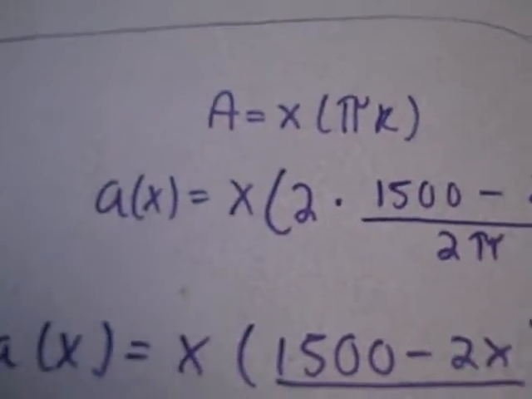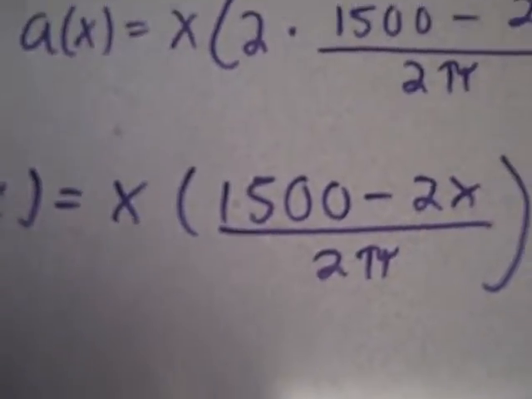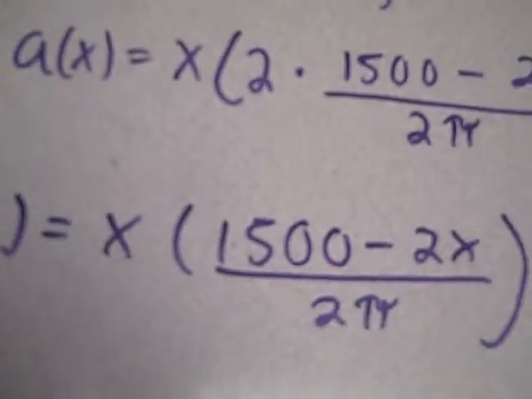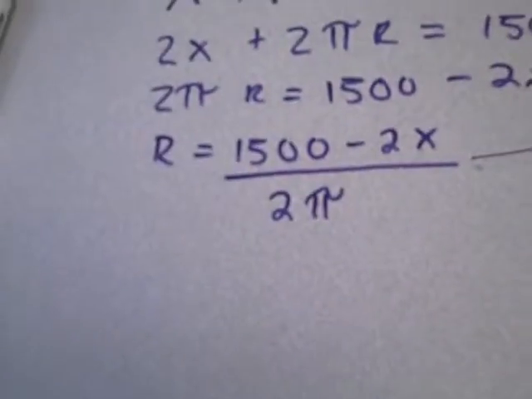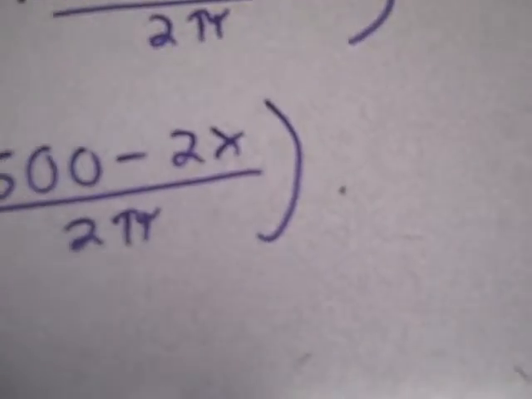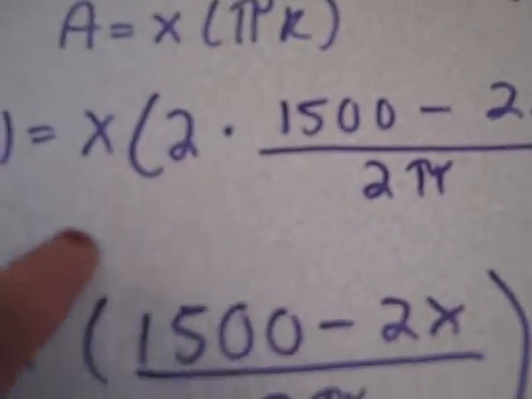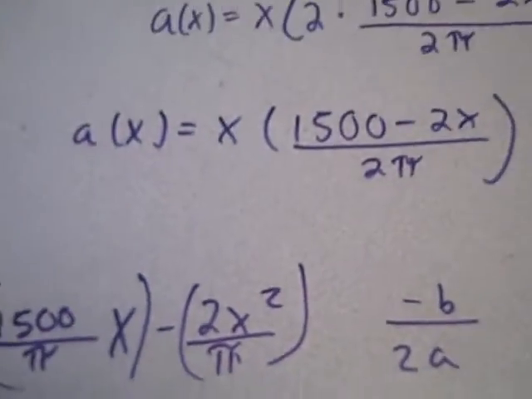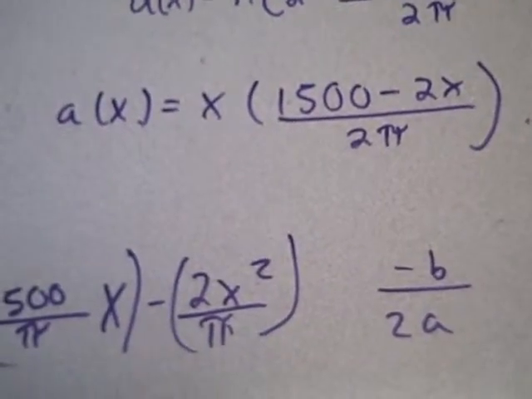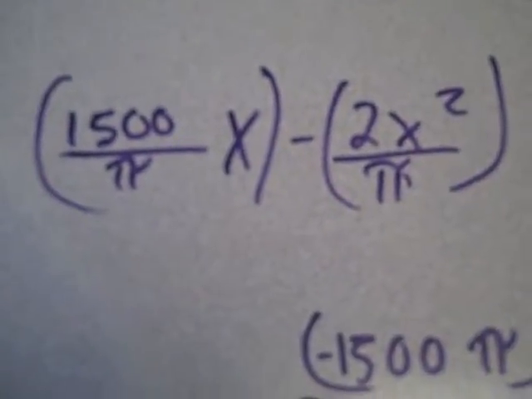times pi r, and then we knew that A of x equals, and then as we can see here, this would be r, but the whole thing would be the diameter, so we had to times it by 2. So we did 2 times the original equation for r, 1,500 minus 2x all over 2 pi, and then the 2's are going to cancel each other out, so the whole equation is going to be A of x equals x times 1,500 minus 2x over 2 pi, and then it comes out to be that.